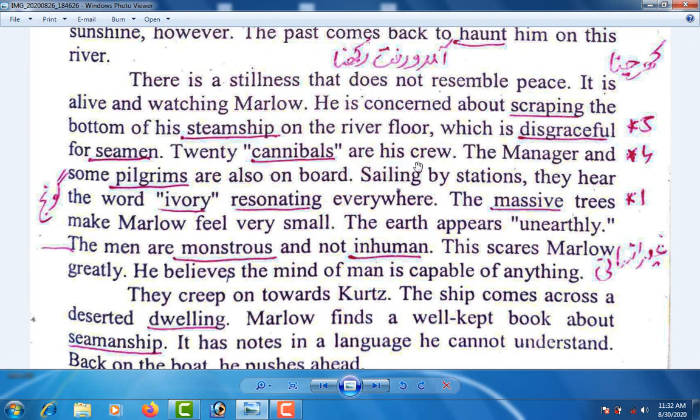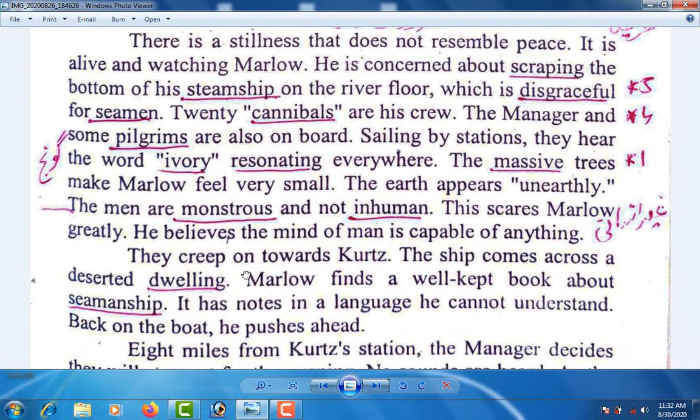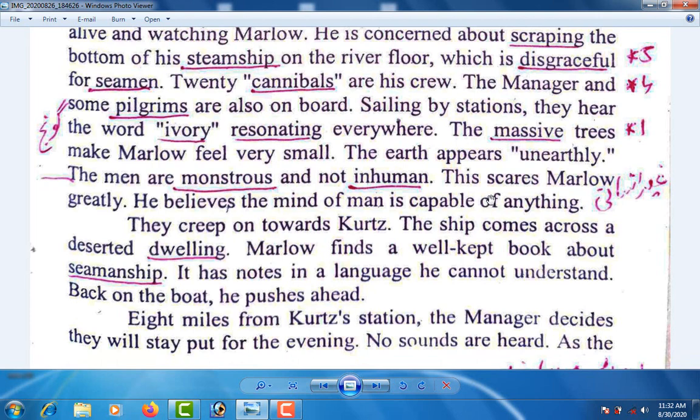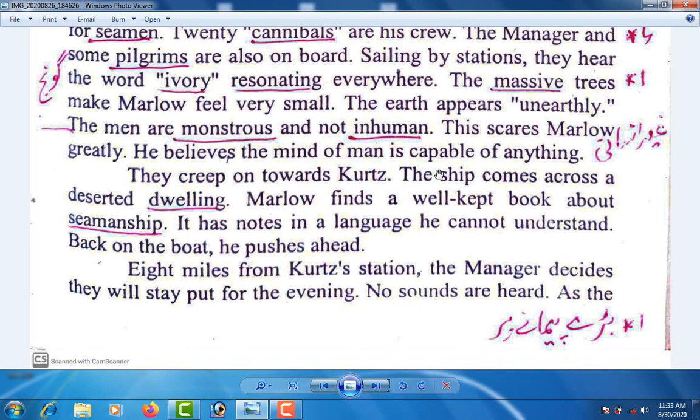Twenty cannibals are his crew. The manager and some pilgrims are also on board. Sailing by stations, they hear the word ivory resonating everywhere. The massive trees make Marlow feel very small. The earth appears unearthly. The men are monstrous and not inhuman. This scares Marlow greatly. He believes the mind of man is capable of anything.